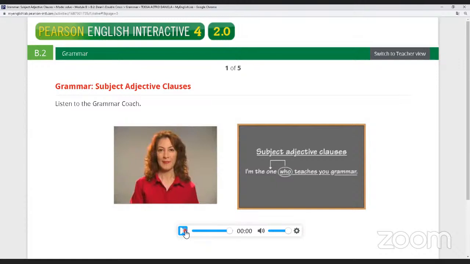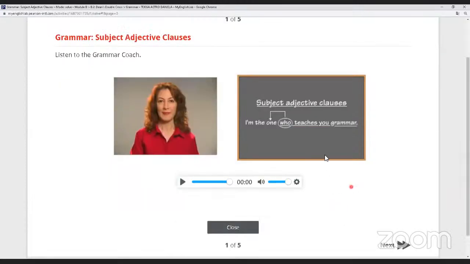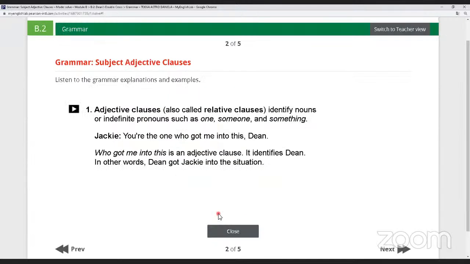Okay, so let's continue. I'm the one who teaches you grammar. So we have the first point, and first of all, we need to know the name of each clause, right? We're going to start with the relative clause.